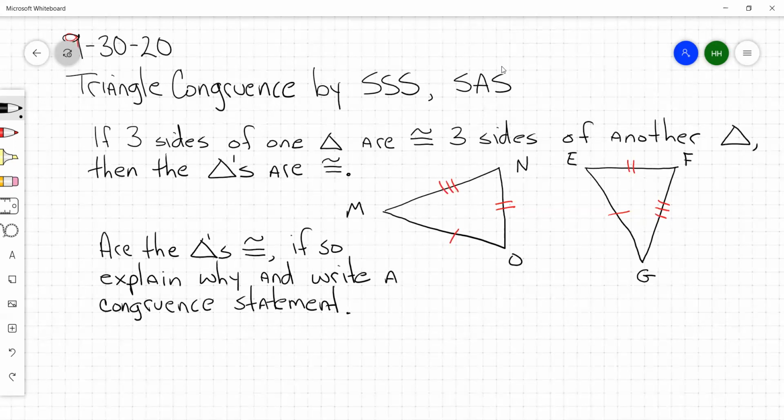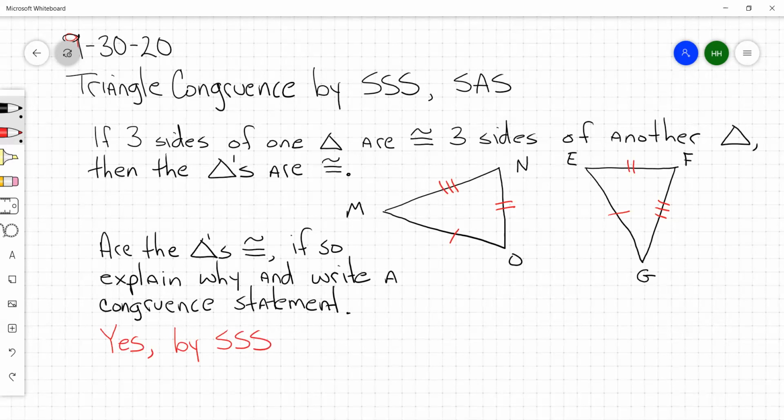So we're looking at two triangles. We got triangle MNO, we got triangle EFG. We just said that if three sides of one are congruent to three sides of the other, then they are congruent. Agreed? So are the triangles congruent? Yes. If so, explain why. Here's the why, okay? They are congruent by side, side, side. They are congruent by side, side, side congruence.